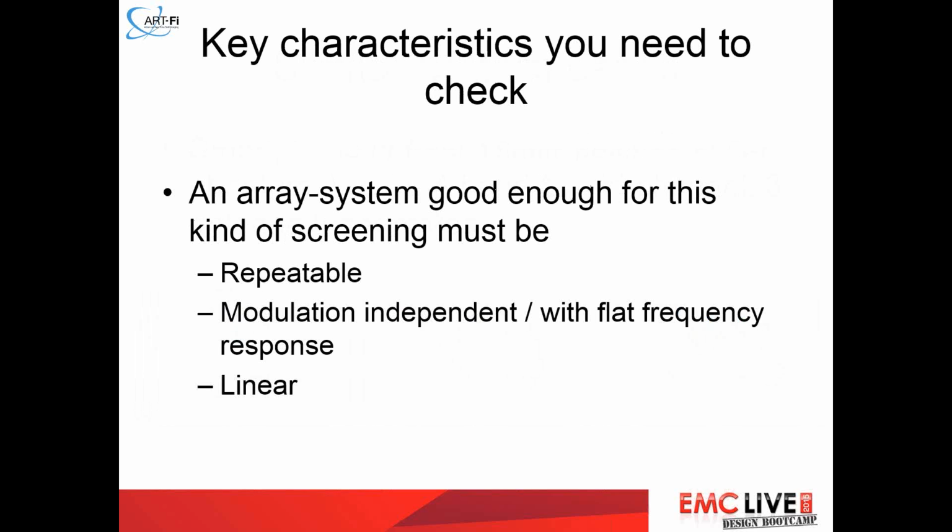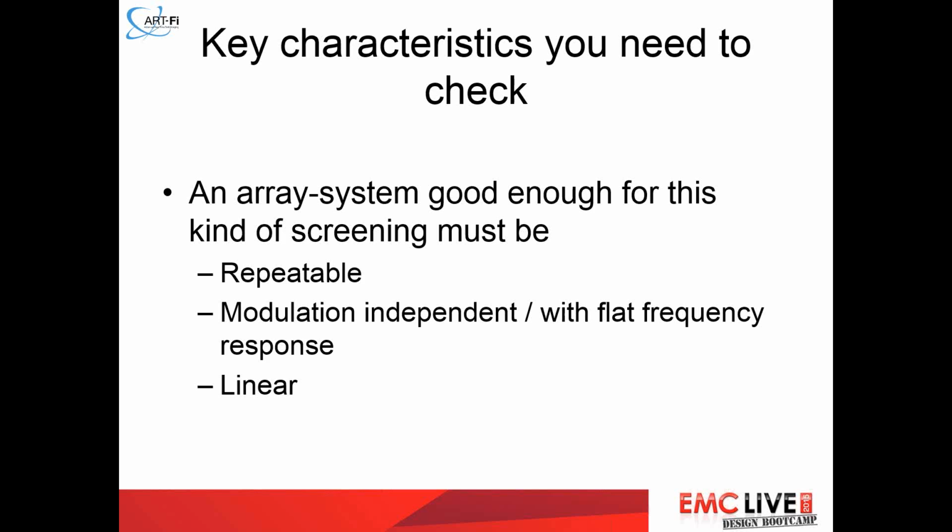These are the key characteristics you need to check when using an array system or any other kind of fast SAR system, to ensure that it's good enough for screening those kinds of modes with similar patterns. Of course, it first has to be repeatable. That's a very important feature, because if you measure one mode and, let's say, 1 hour after you measure another mode and the system deviates after 1 hour, then you cannot really compare one mode to the other. So repeatability is definitely needed.